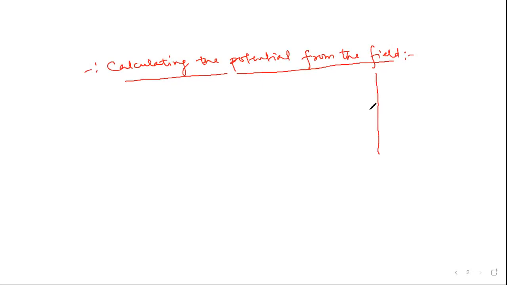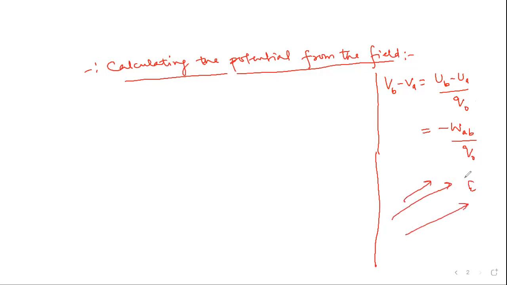The basic defining equation which we are going to use and which we have already discussed is VB minus VA is equal to UB minus UA for Q naught. Q naught is a test charge, which in turn is minus WAB by Q naught. Right? Now, I have already explained this expression. Actually, there is some field in certain space produced by some charges. I have not shown them. Now, we talk of 2 points in that field, point A and point B.